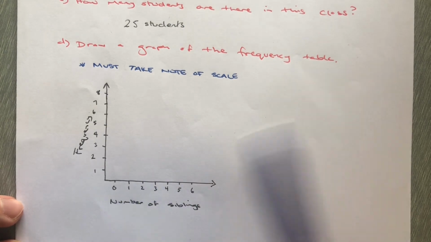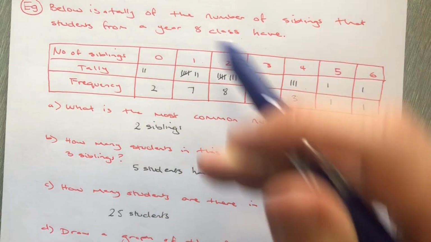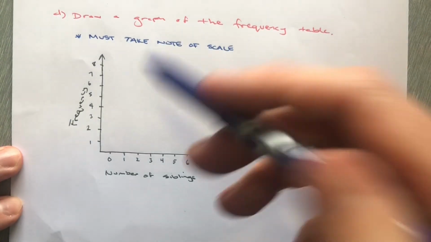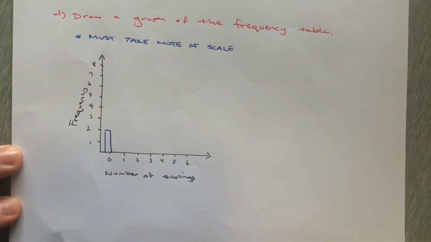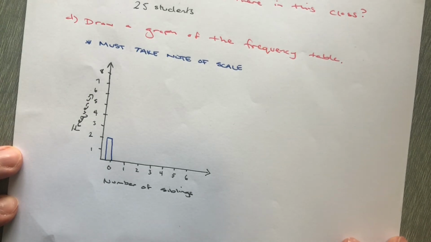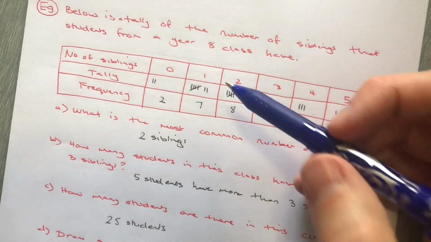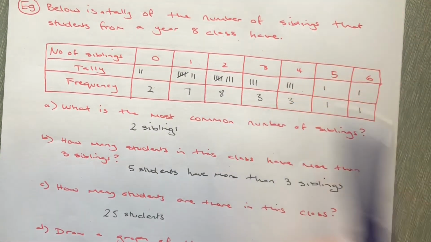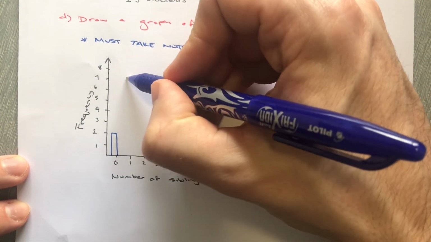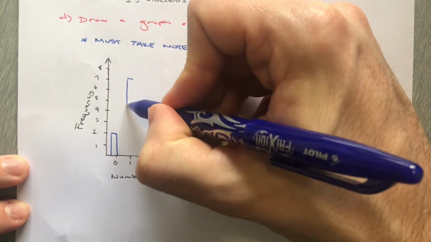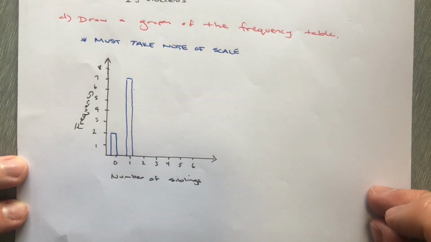Now, I want to find out the frequency of 0 siblings. Let's look up here. For 0 siblings, our frequency is 2. There we go. Can you see I put a little column there on 0, showing that our frequency is 2? The next one, we want to find the frequency of 1. The frequency of 1 sibling was 7, which is around here. There we go. So we've done that one too. We just need to keep doing the same for the rest of them.